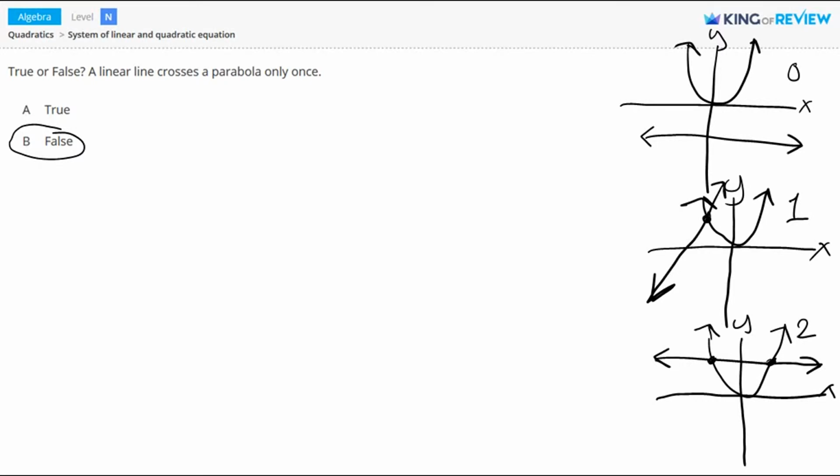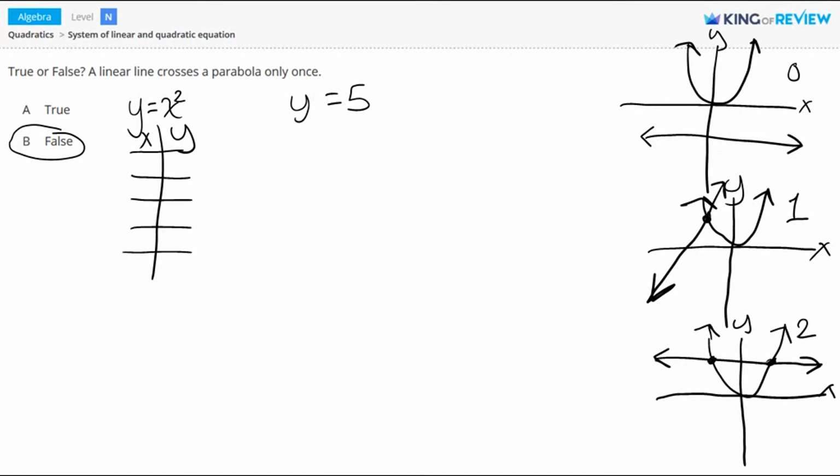So let's graph y equals x squared, and this is a parabola. And let's graph y equals 5. So let's make a table of values here. Let's plot 0, 1, 2, -1, and -2.